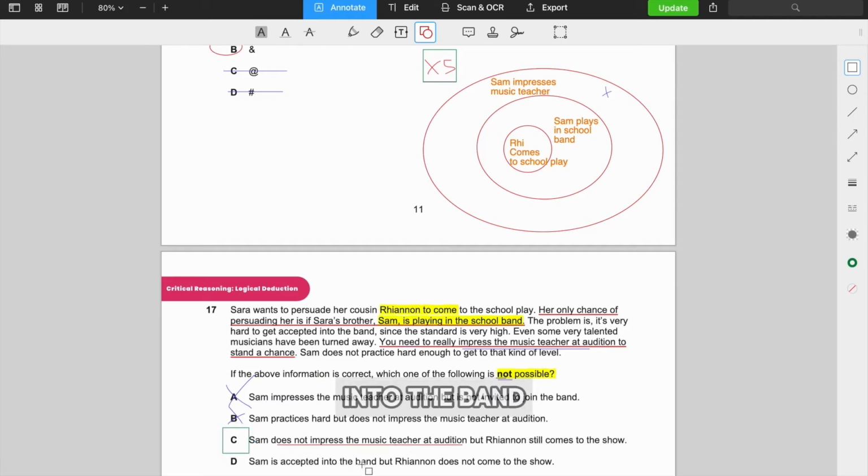D, Sam is accepted into the band, but Rhiannon does not come to the show. Again, that is possible, because what if Rhiannon just doesn't feel like coming that day? What if she has other activities? What if she's caught COVID, right? There's so many things that might stop her from coming. Sam's acceptance into the band is only one of the necessary conditions for Rhiannon to come to the show. There's probably a few other ones that maybe have not been fulfilled. So D is possible, D is not the answer.